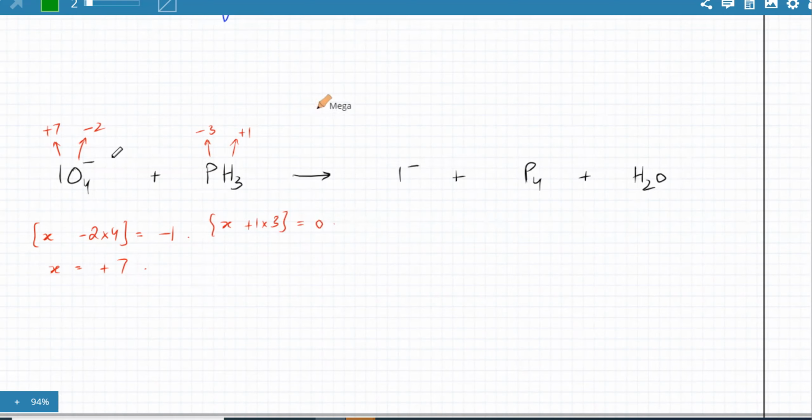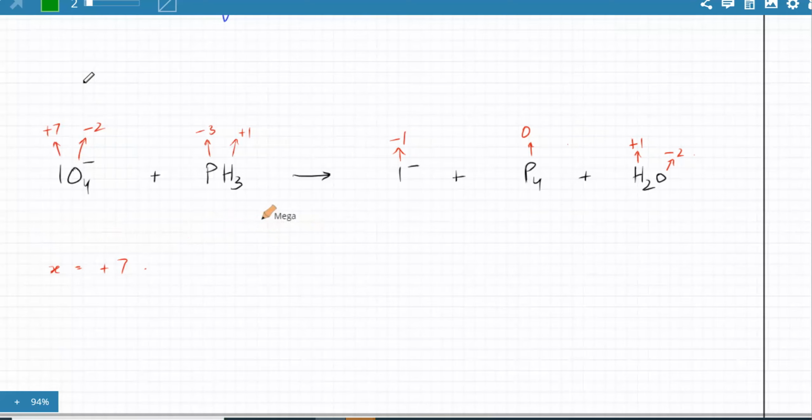So the charge for I is already there, so that's -1. Any neutral element would be 0. P doesn't have a charge, so that's 0. H is +1, and O over here is -2. So we have the charges of all the elements, and what we need to do now is, I'm going to rub this off. So what we need to do now is balance the number of electrons that are lost and gained.